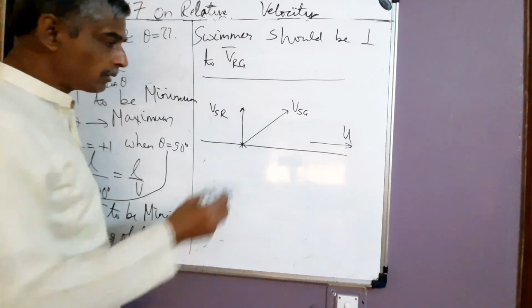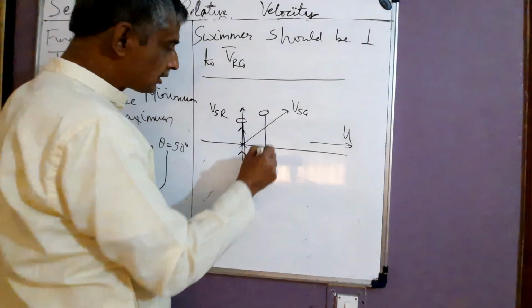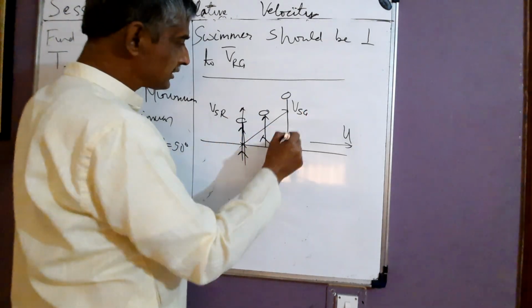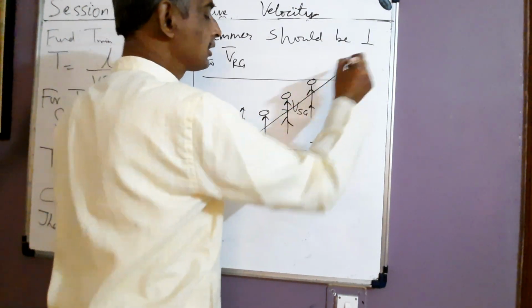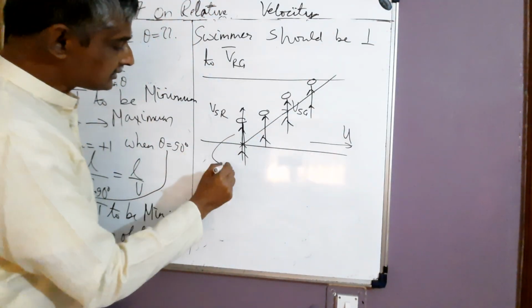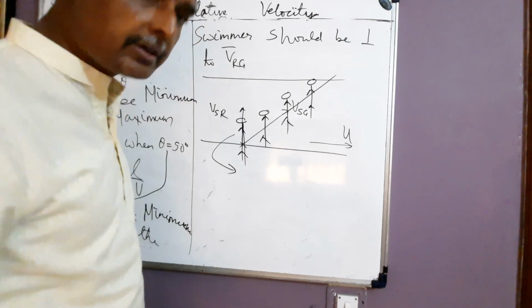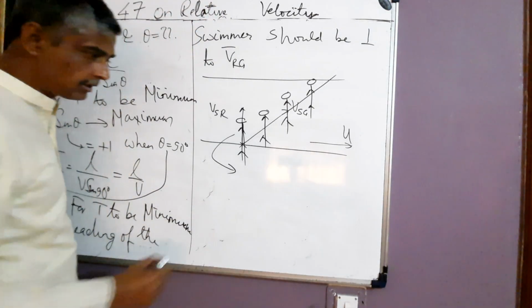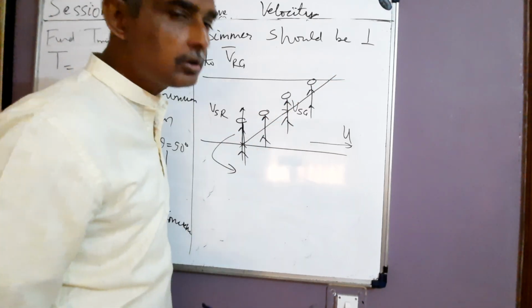Now the heading of the swimmer will appear like this. As seen by a person standing on the ground, the body of the swimmer will appear to head towards north, and the body will drift in this way. So this is the swimming process of the swimmer when the time to cross the river is minimum, as seen by a person on the river.